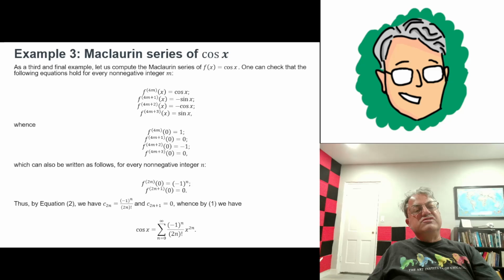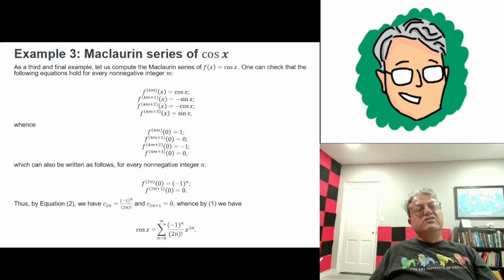Sine and cosine is very similar. Basically the same idea. We again notice that the derivative of cosine is negative sine, the derivative of negative sine is negative cosine, the derivative of negative cosine is sine, and the derivative of sine gives you back cosine. Again, you have a period of 4. It's just that you're starting with cosine instead of sine. And when you evaluate everything at 0, this time only the even terms are going to give you something that's non-zero.